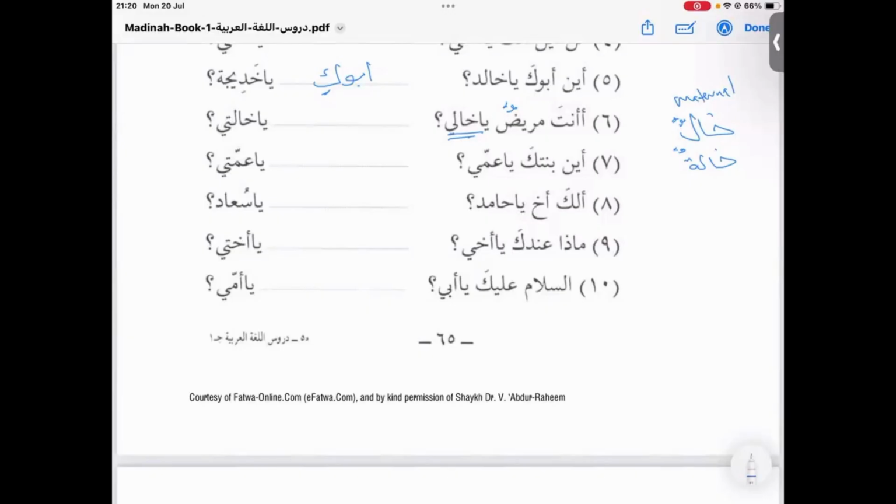How will you change that? When you speak to a female, the only thing that will change will be these two words here. Anti maridatun. Because you will make it female. Anti maridatun. Ya khalati. Oh my maternal aunt.